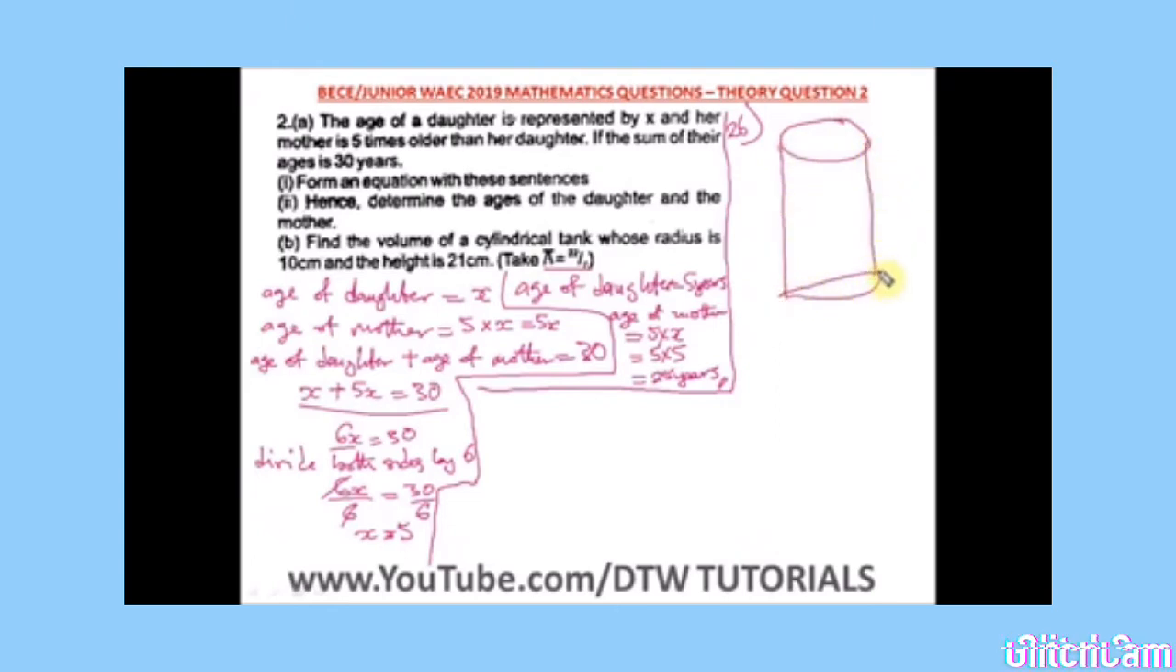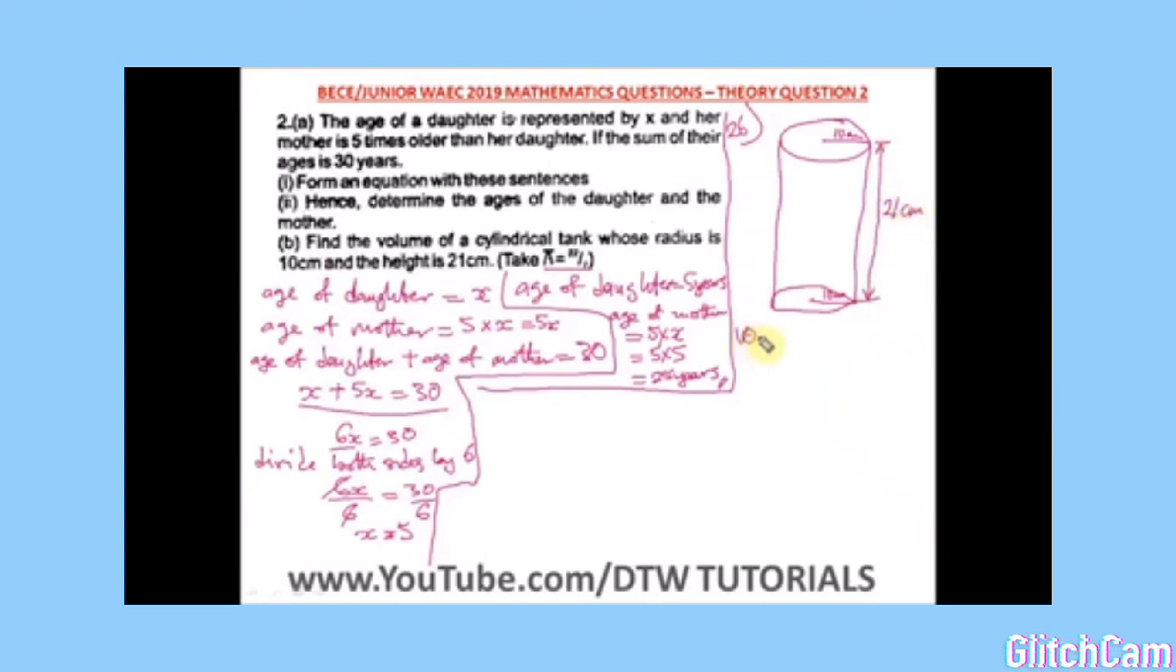Sorry about this. Let me draw this properly. It's a cylindrical tank. So we said whose radius is 10 cm, and height is 21 cm. That is from here to here is 21 centimeters. So it says calculate what?